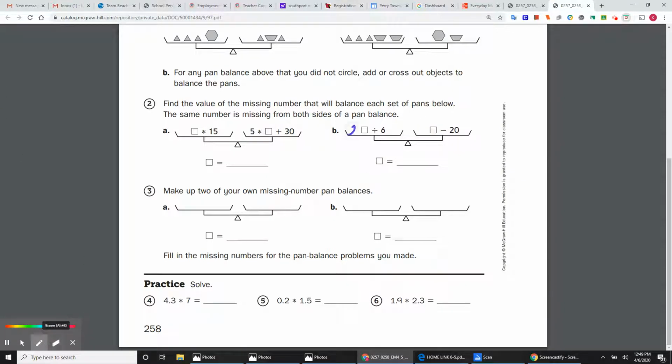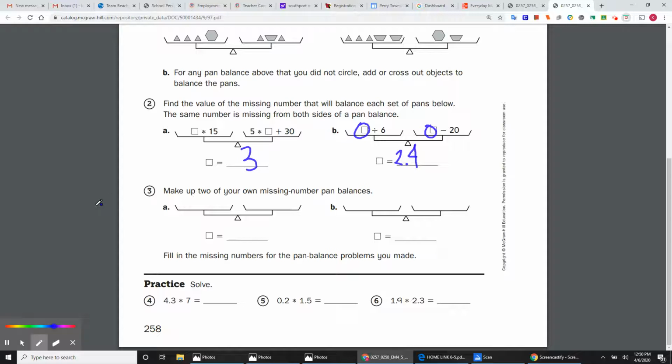Let's try 24. 24 divided by 6 is 4, and 24 minus 20 is 4. So my pan balance is balanced or even when I plug 24 in for those squares. So you should have 24 when you plug it in for those squares, is what I had up there.